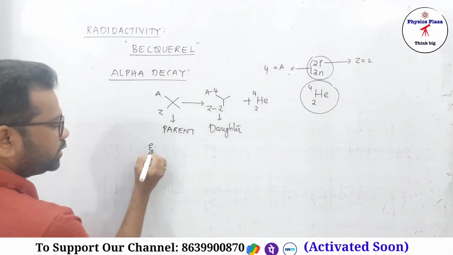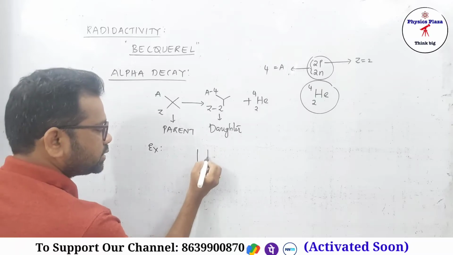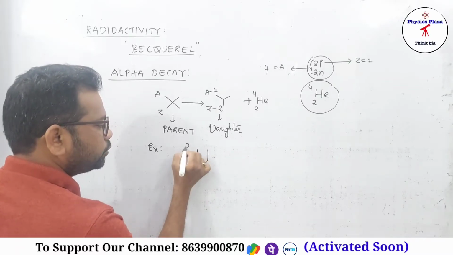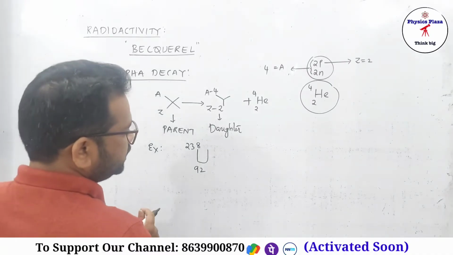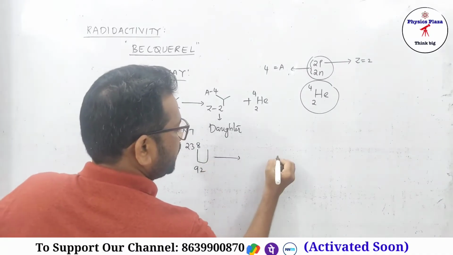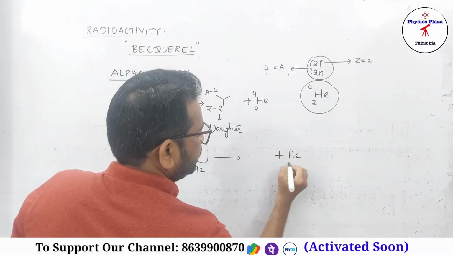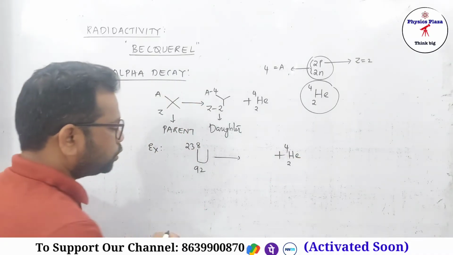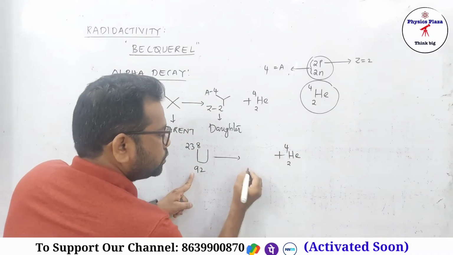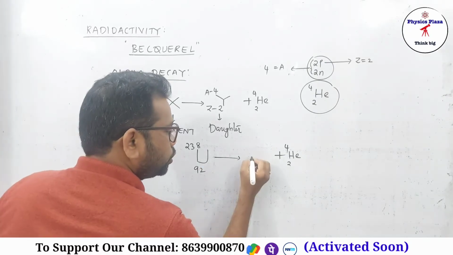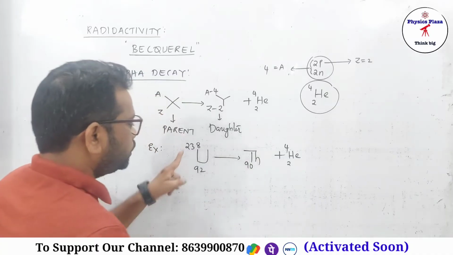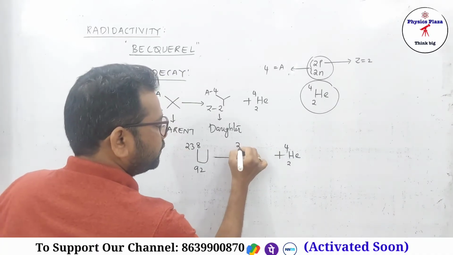Let us see the example here. The best example is uranium 92, 238. Now it emits one alpha particle, He 2 4. So atomic number is reduced by 2, so it is 90. And the atom with atomic number 90 is thorium. And 238 minus 4 is 234.